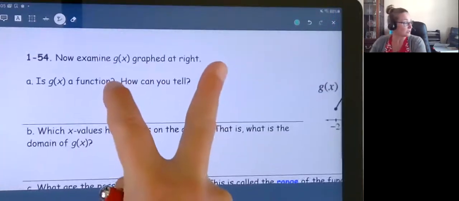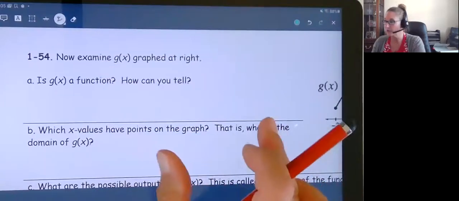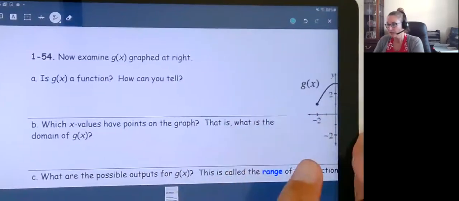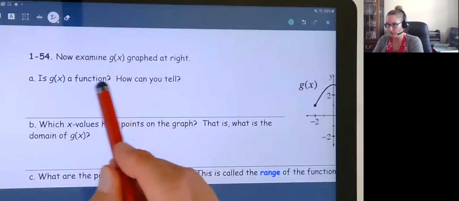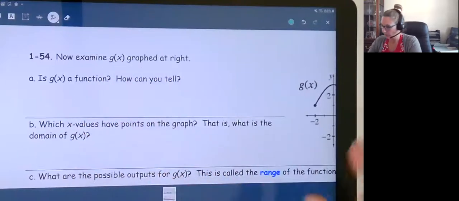Okay, and 1-54. On this one, it says, now examine g of x. So g of x is really just the same as what we were talking about. They're just calling this g. Is g of x a function? How can you tell?